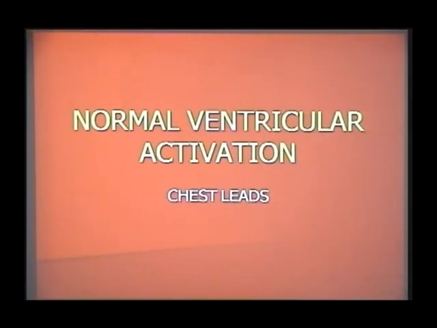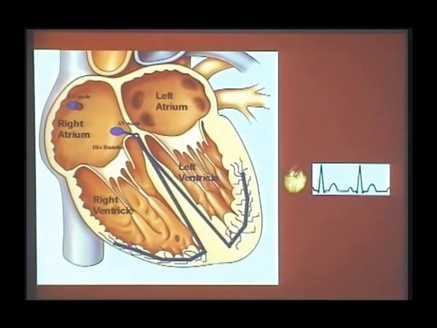Before that, I want you to look at how the heart normally gets activated in the chest leads first. First we look at how the chest leads normally look, and why they should look like that. This is what you can see: the normal sinus impulse, producing atrial depolarization. This ECG you have seen already.